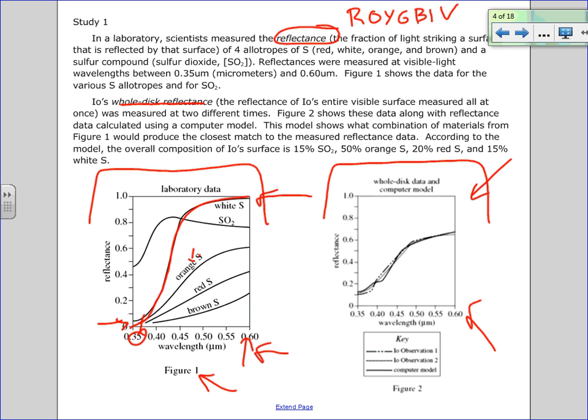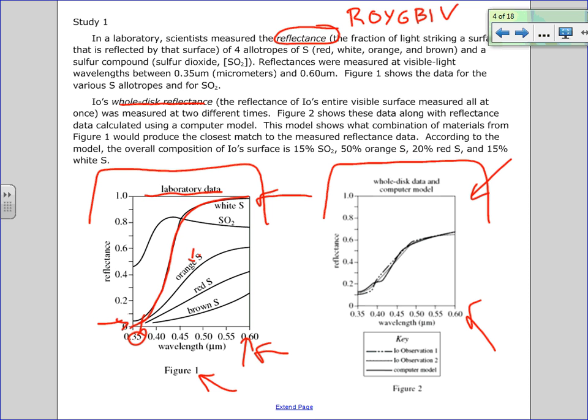Figure 1. How'd you get that? Because the title says laboratory data. Yeah, this is laboratory data. So essentially what they're looking at here is real samples of this stuff that we already know. Because what they're going to end up doing later is trying to figure out what Io is actually made of based on other known values.